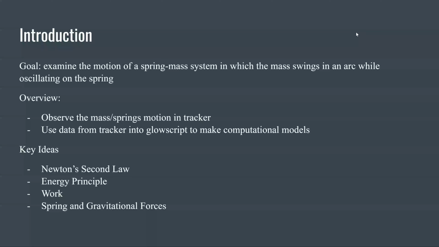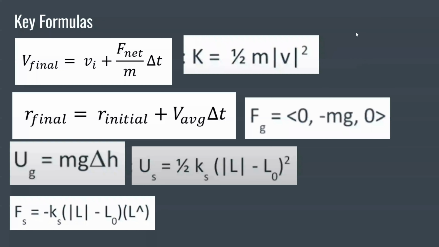Some key ideas here: Newton's second law, energy principle, work, spring, and gravitational forces. Some of our key formulas here: we have our velocity update formula, kinetic energy, our position update formula. We have the force from gravity, force from spring, and then both our potential gravitational and our spring potential energy.